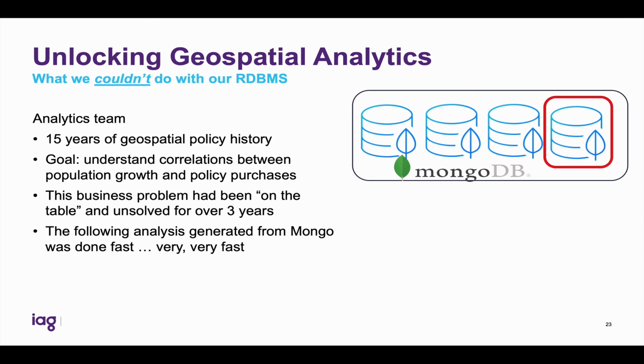And so the goal was to really understand the correlations between, say, population growth and policy purchases as the Australian population has grown quite rapidly. And that business problem had been on the table and completely unsolved for 3 years. And so one of the things we used was to take this new architecture of using MongoDB and Kafka and truly try to understand and do an analysis on that very rapidly.